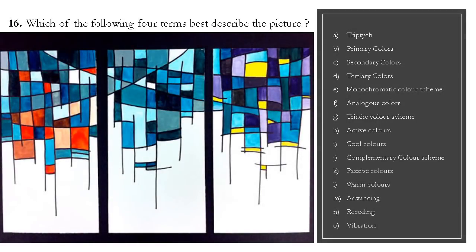This is another PTQ type of question that we derived. Which of the following four terms best describe this particular figure? We have three panels here. So what will be the option? Yes, the first option is triptych. Does it have primary color? No. No secondary color.